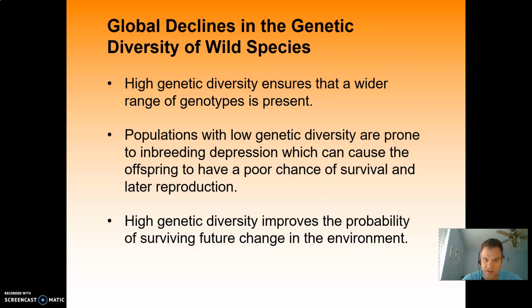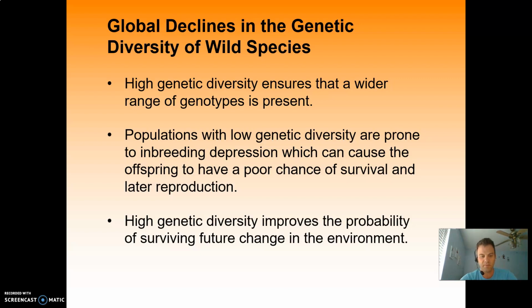So if the genetic diversity isn't there, what will happen is if two members of a species are too genetically similar, their offspring will not be genetically viable. High genetic diversity improves the probability of surviving future change in the environment as well.